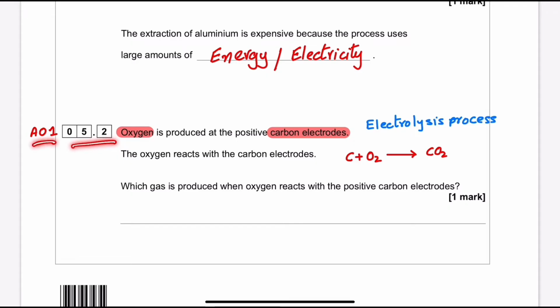5.2 is an AO1 question. Oxygen is produced at the positive electrode, which is a carbon electrode. I highlighted the important points of the question. The oxygen reacts with the carbon electrode. Which gas is produced when oxygen reacts with the positive carbon electrode?